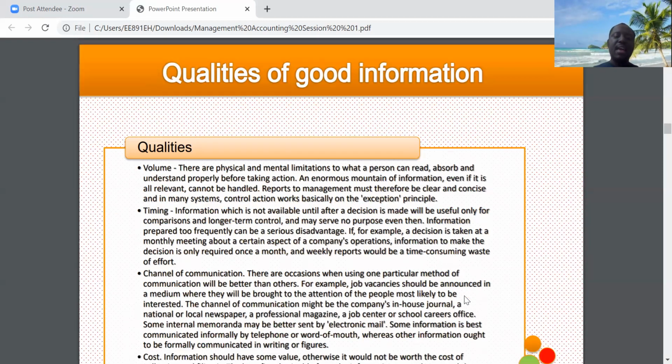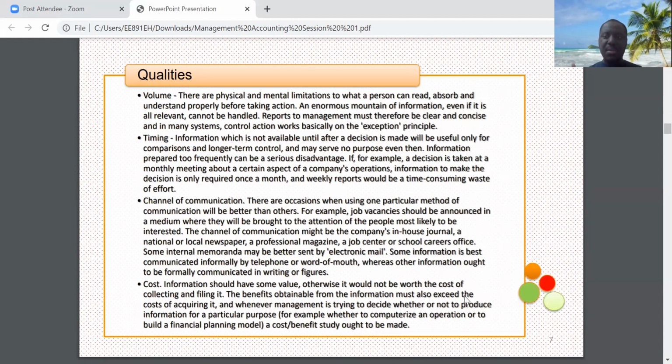Basically. Then you have timing. Timing is very, very key, right? And that's why the financial statements of a company are reported at a certain time. If you give information at a time that's not necessary, there's no use. Information must be provided at the time when a decision is made or before decisions are going to be made. If the decision is taken already and you bring information, it doesn't really help anyone.